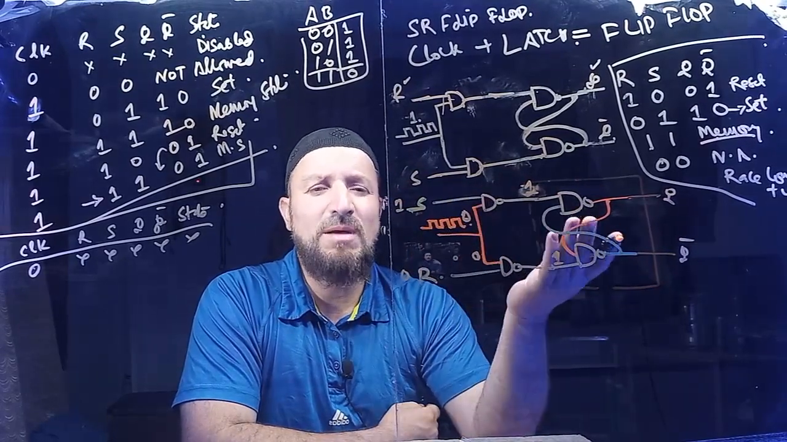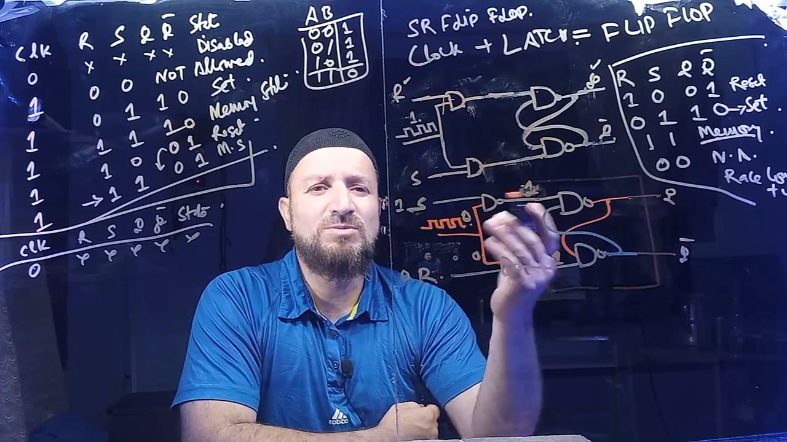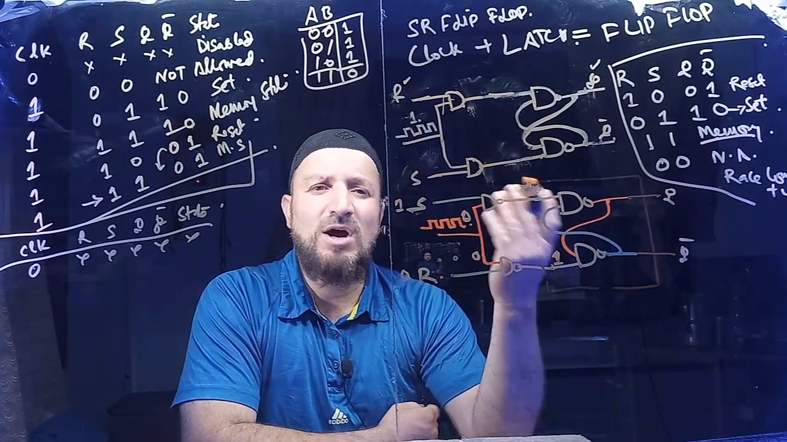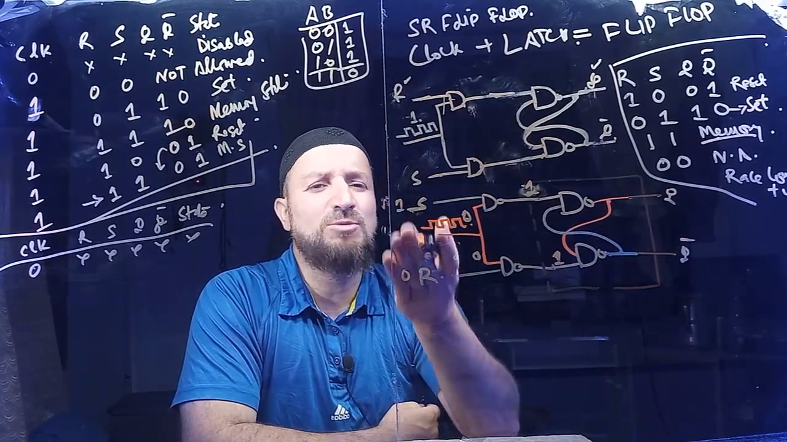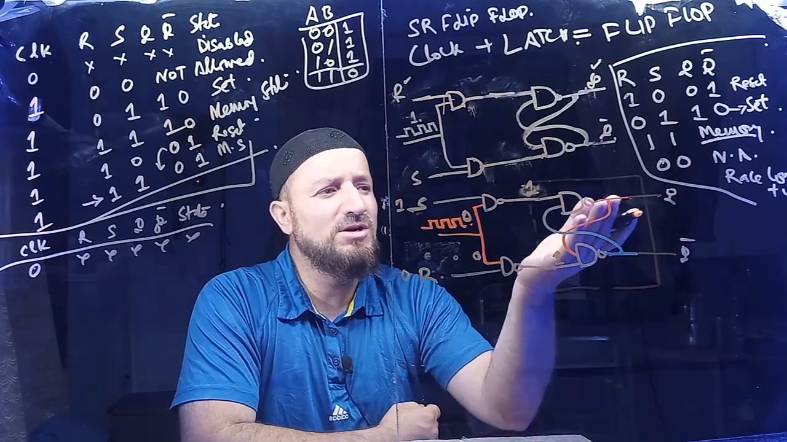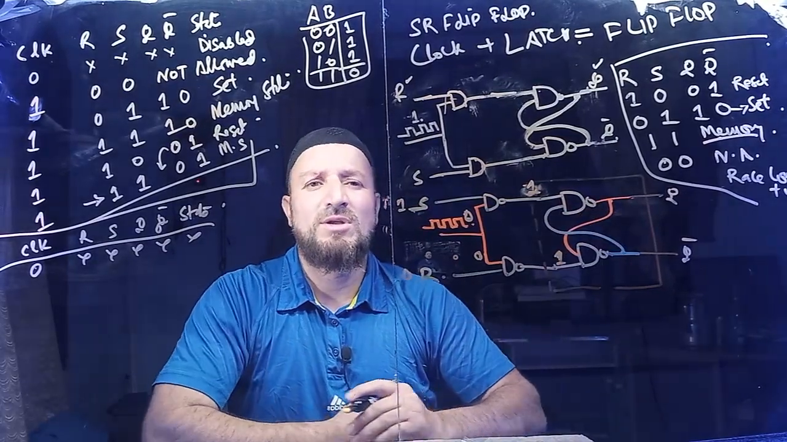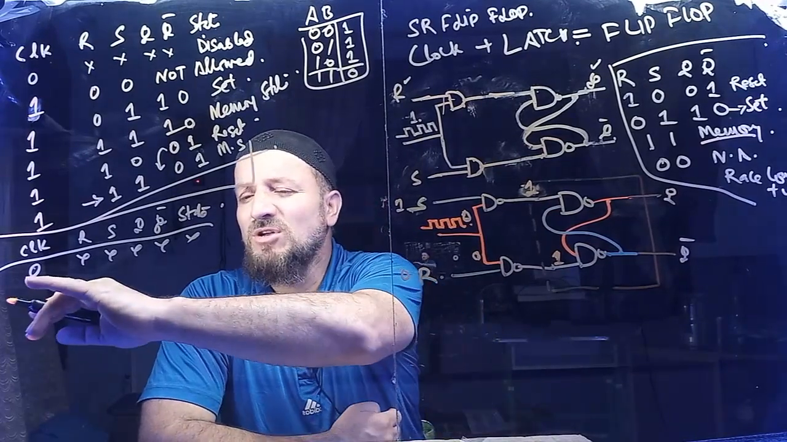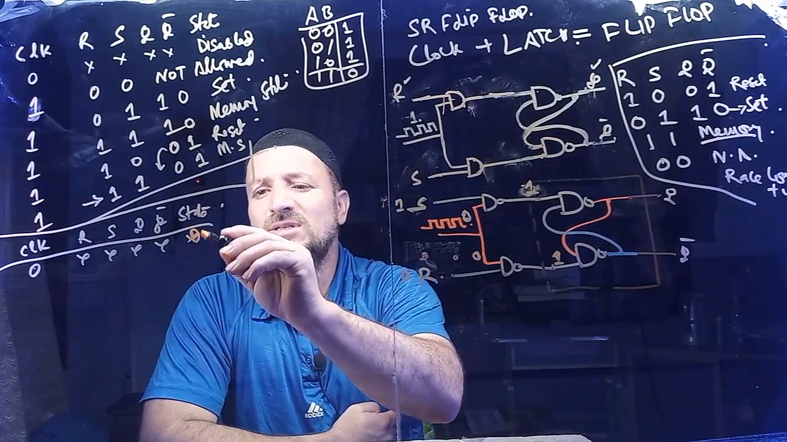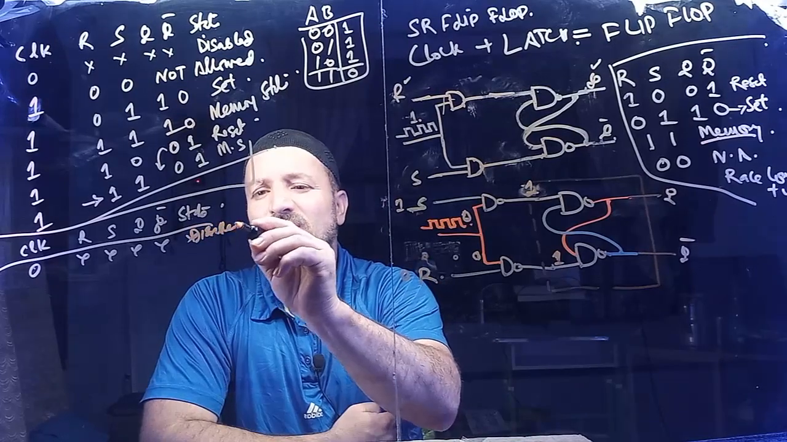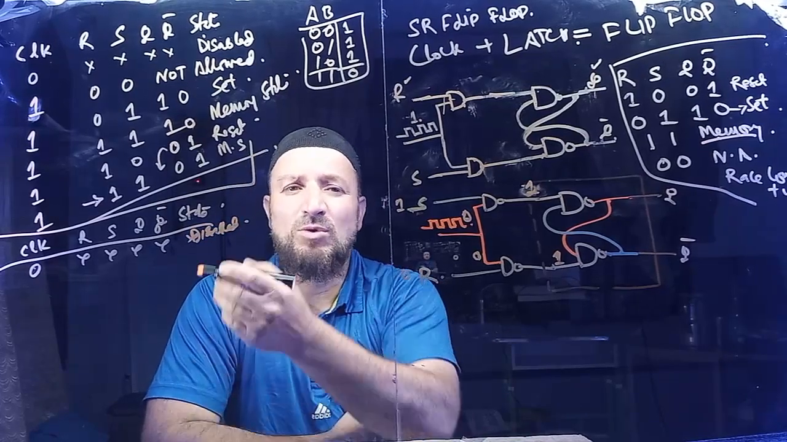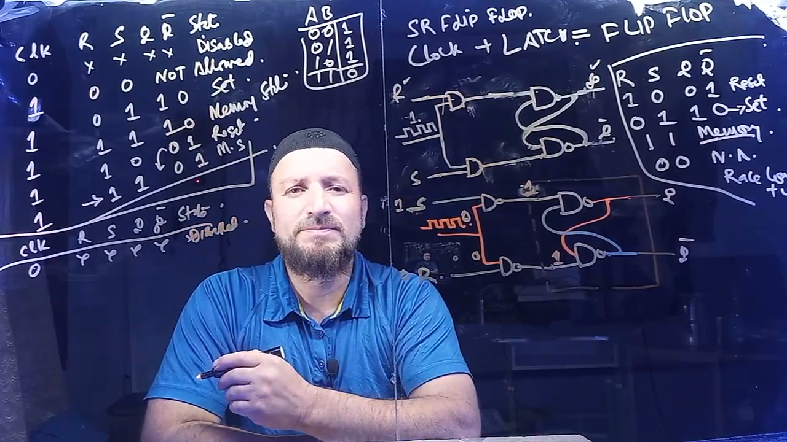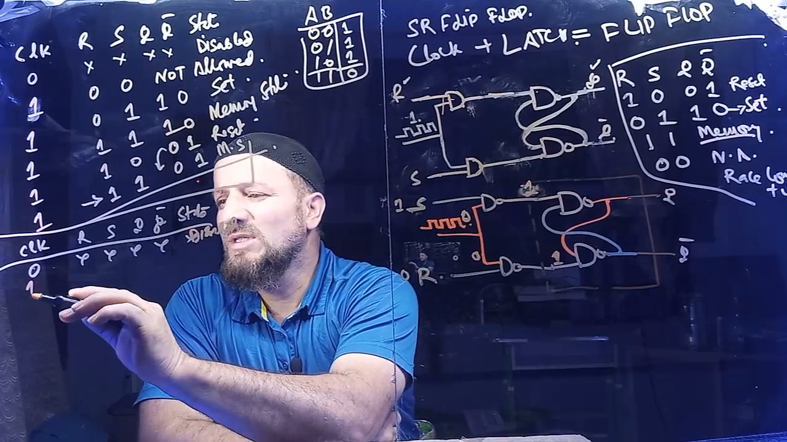So in fact, if the clock is 0, it becomes a memory state here. But for us it's disabled, because the inputs are having no effect. They are not changing the output, so they have no effect whatsoever. So if I say the clock is 0, it is disabled, or we could write it as the memory state also. Now if the clock is 1, then something happens.